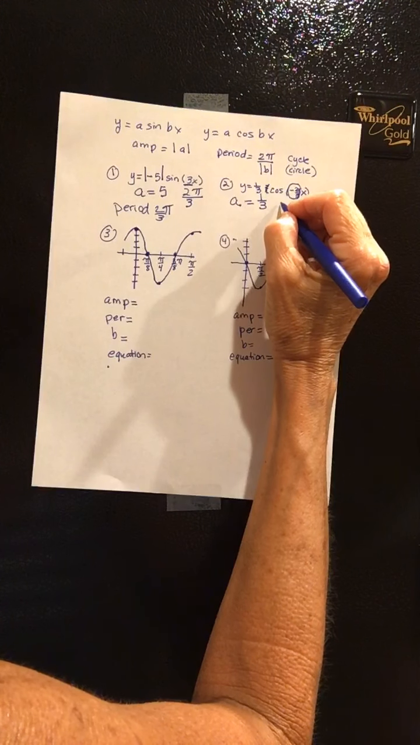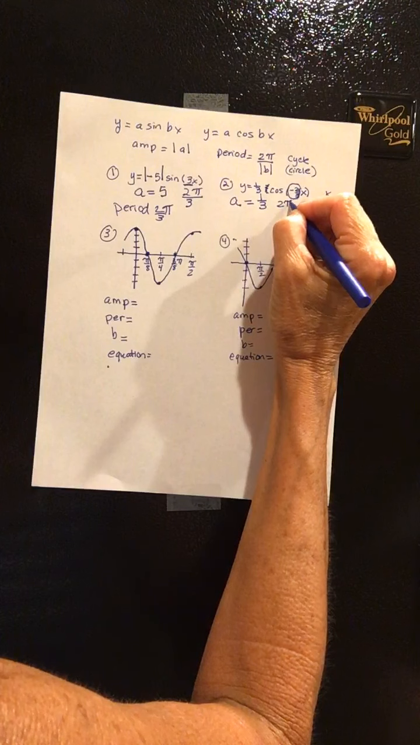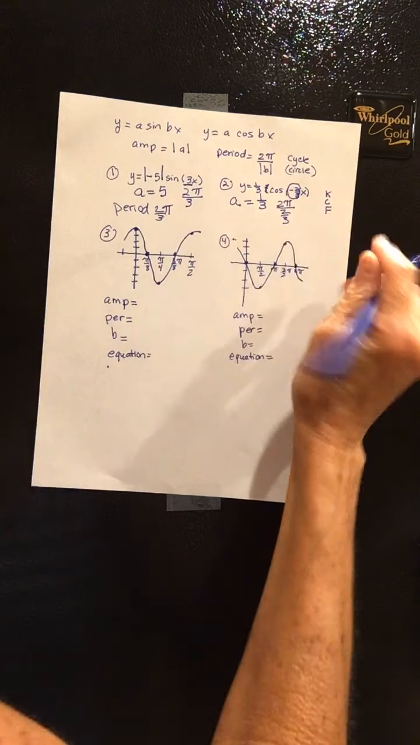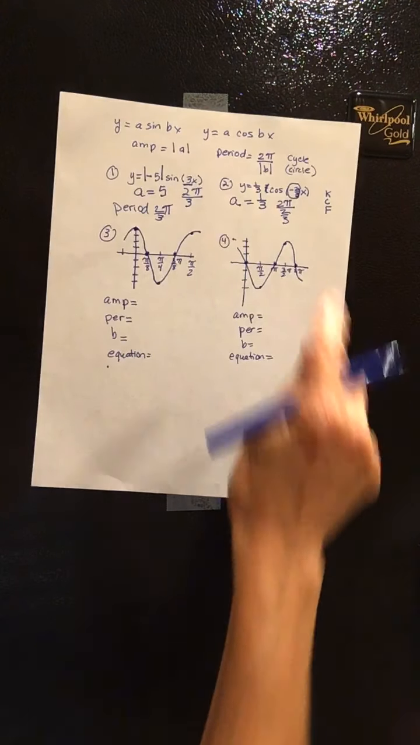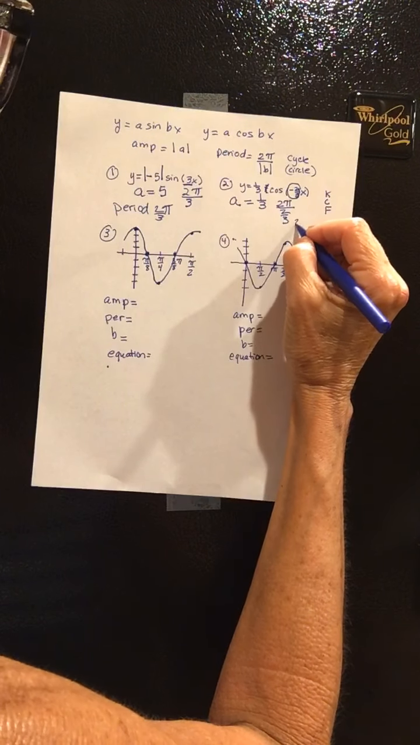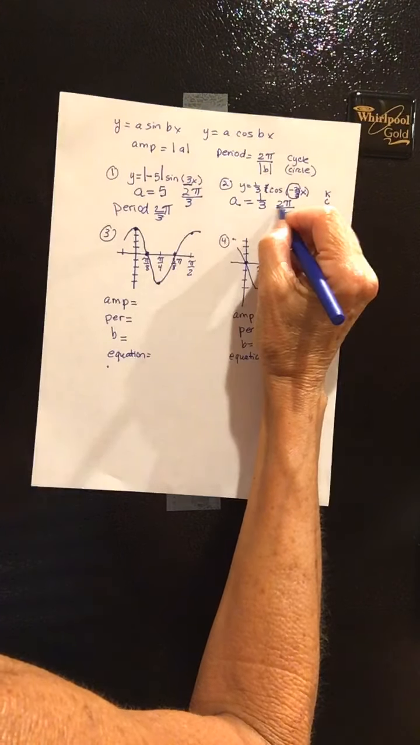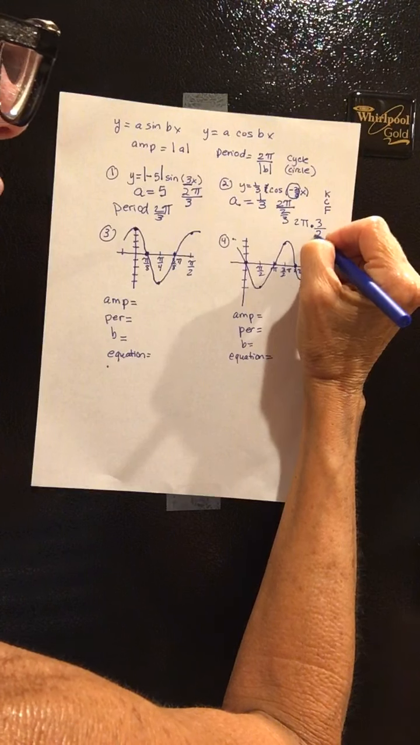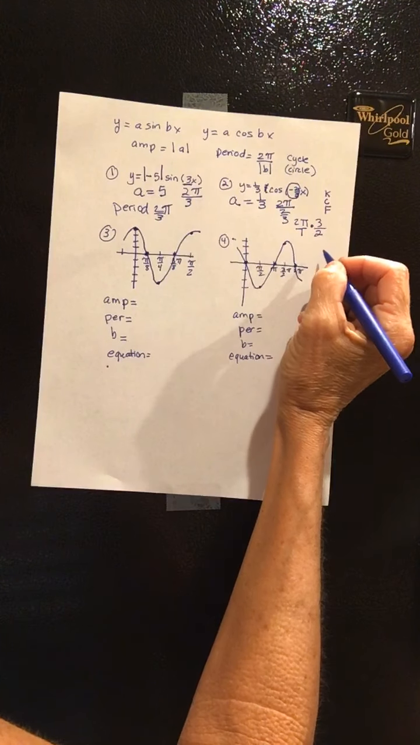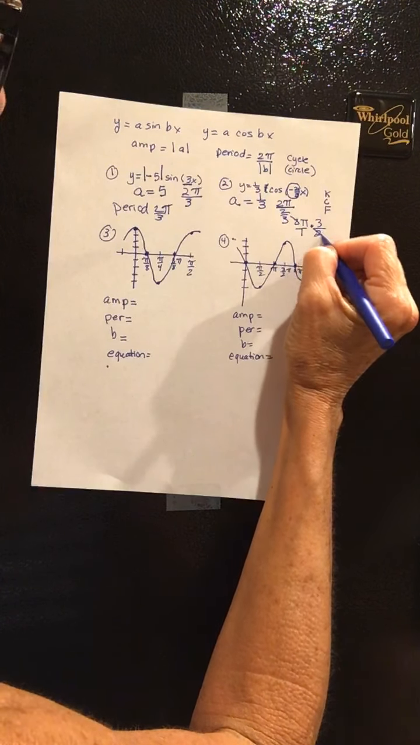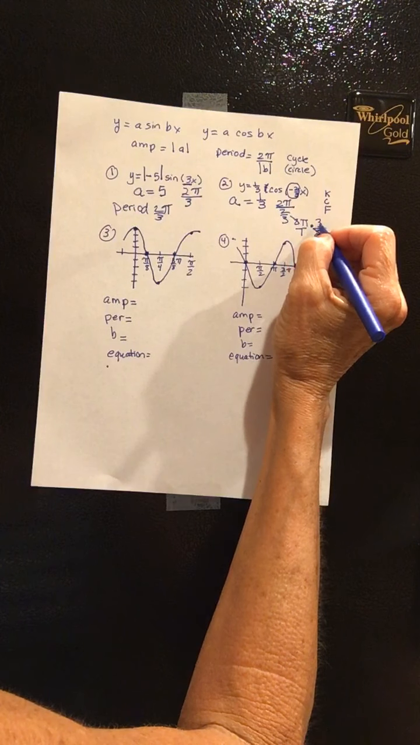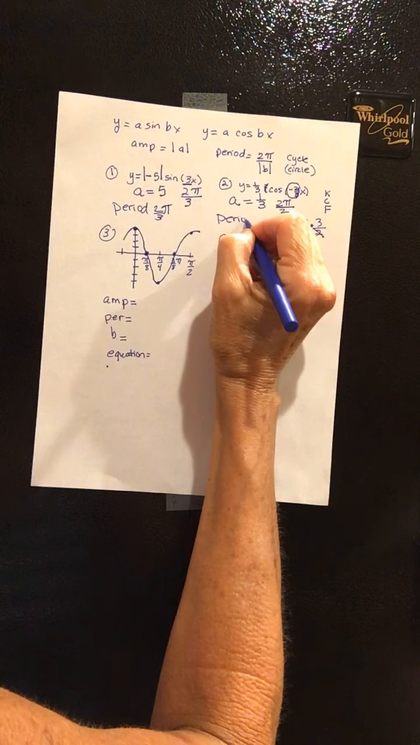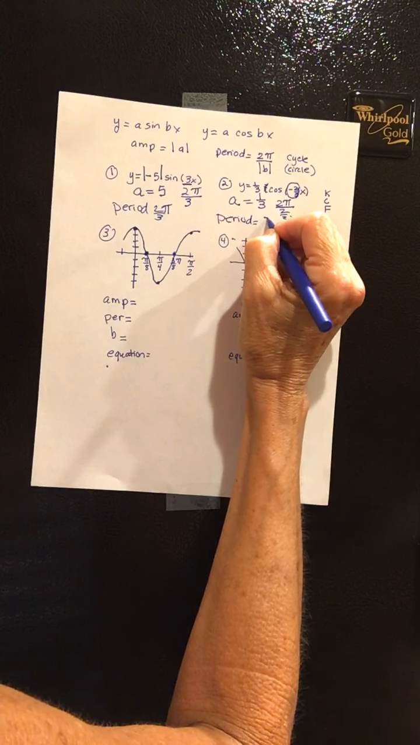So to put it into the formula, I'm going to go 2 pi divided by the absolute value, which is 2/3. And by the way, it's keep, change, flip. So I'm going to go 2 pi, instead of division, times, and then I'm going to flip 3/2. And then look, my 2's can cancel out. So I've got 3 times pi. So my period for this one is 3 pi.